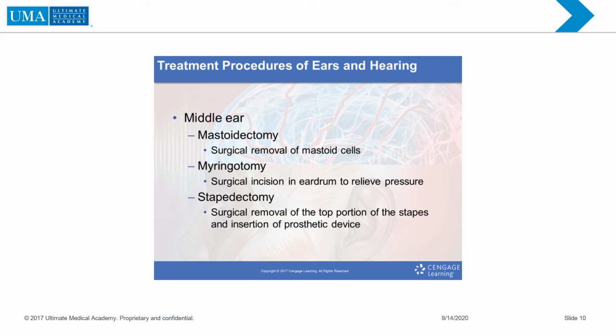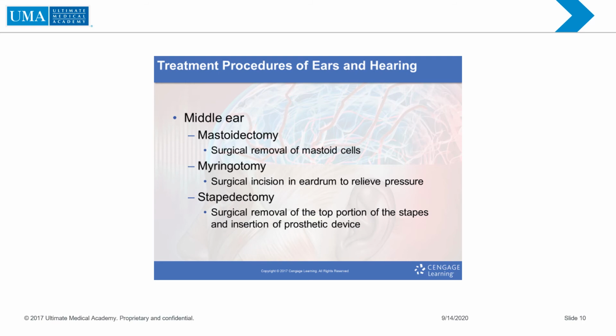We also have a myringotomy, and this is a small surgical incision into the eardrum to relieve any pressure that may be from excess pus or fluid, and this creates an opening for the placement of ear tubes. Myring means eardrum, and otomy means surgical incision into.